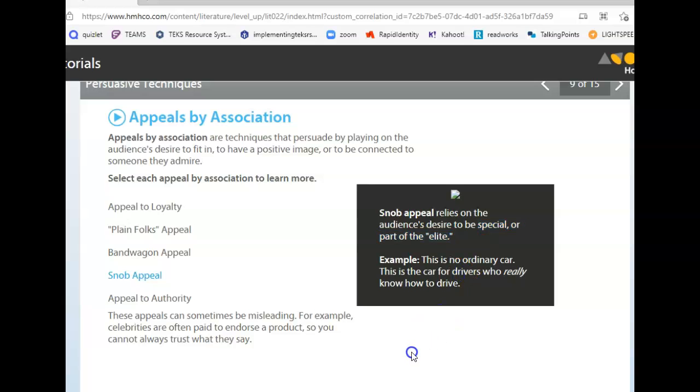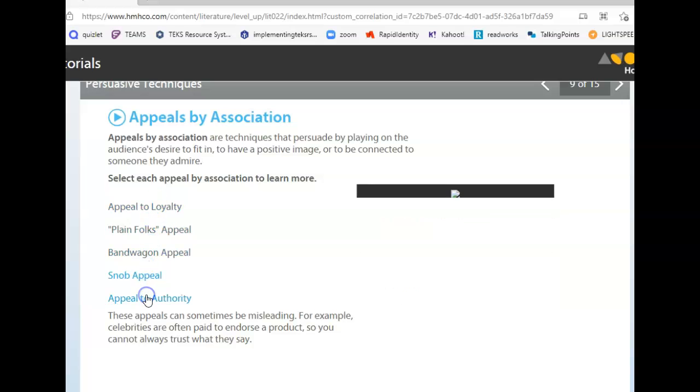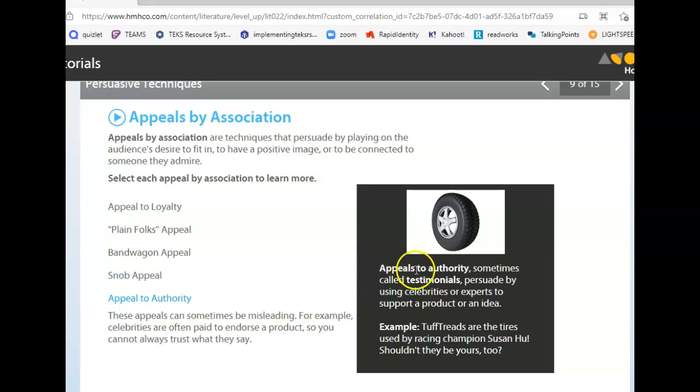Testimonials or appeals to blank. I needed to find another word for testimonials, so you would have needed to click through these and read them. Here's the word testimonials. Appeals to authorities, sometimes called testimonials. So the answer: testimonials, or appeals to authority. Authority.